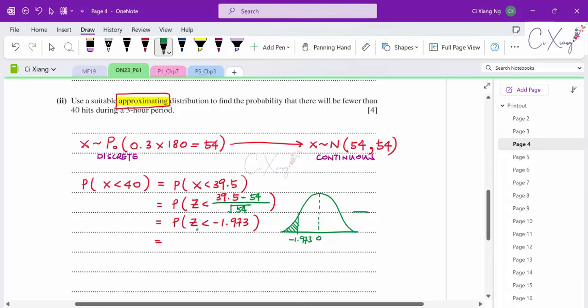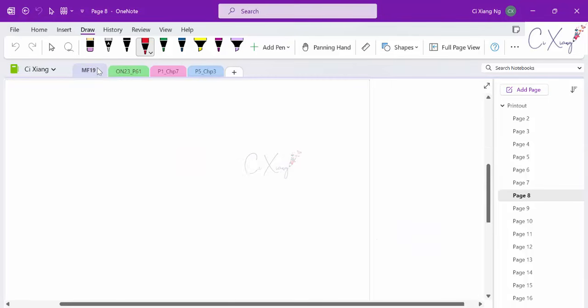But again, like what I mentioned earlier in question number 1, our table didn't give us the probability for Z which is a negative value. So I have to reflect it to the positive value here, 1.973, and this is the area that we are interested to find. But in the table itself, they only give us the area on the left hand side, the white colored one. So to get the correct final answer, I have to take 1 minus, then look for Z smaller than 1.973.